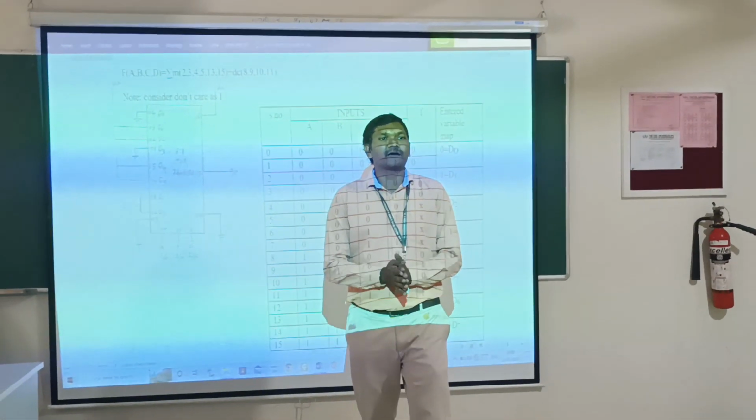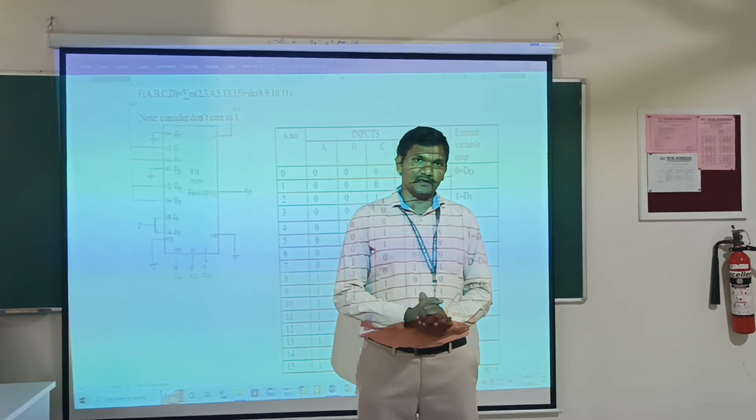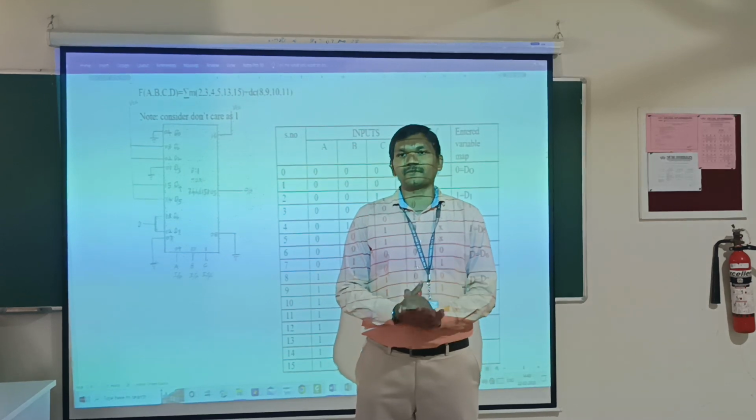With this, we have come to the conclusion of the 8:1 mux. We have seen how to design the multiplexer and then we have verified it using the logic gates.